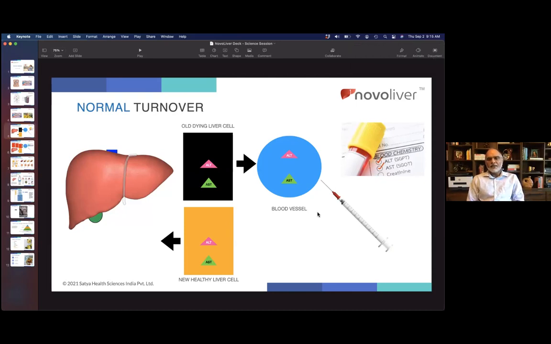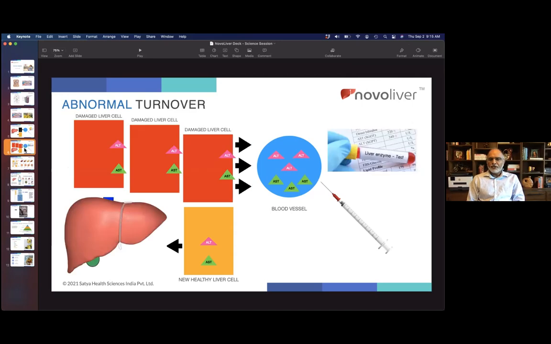How do they calculate the range? It's funny how the labs do it. They get 100 people who come into the lab who are supposedly healthy, they measure AST and ALT in those 100 people, and then they average it. And they say that's the normal range for that lab. And they keep recalibrating their machines accordingly. So this is what we consider normal turnover.